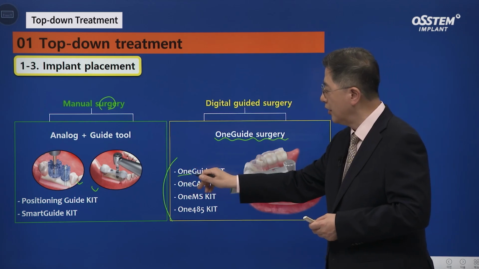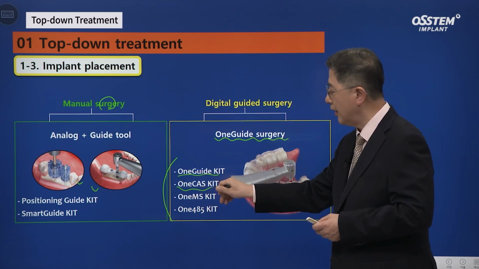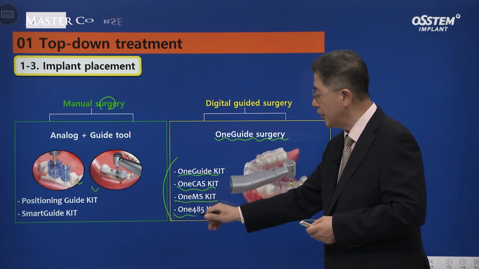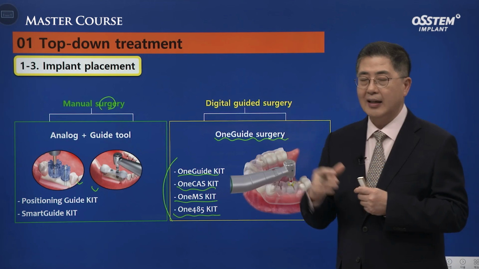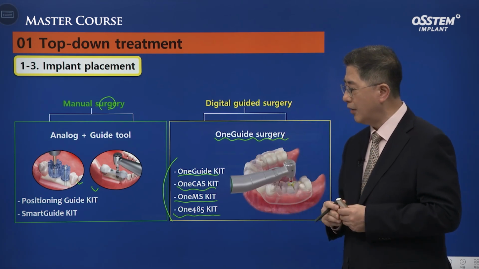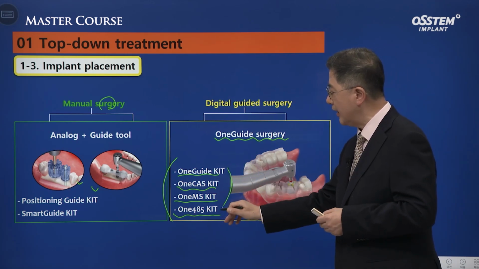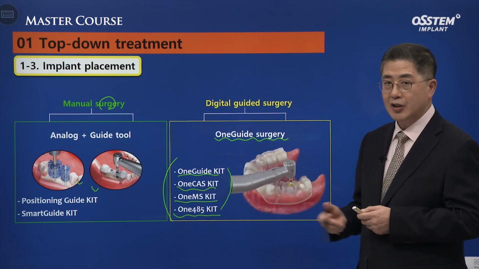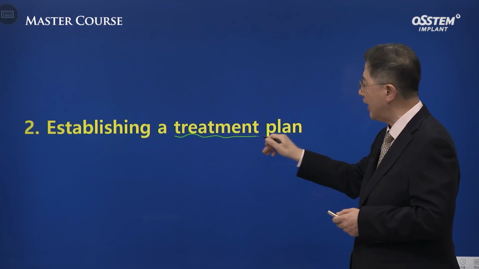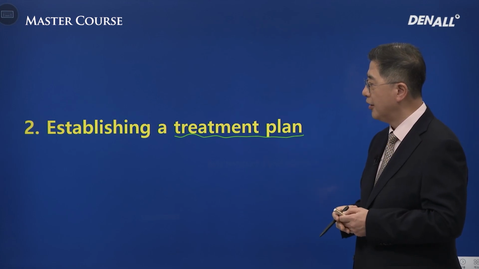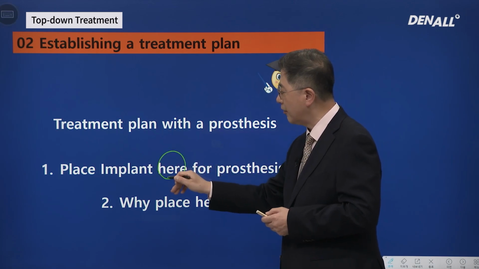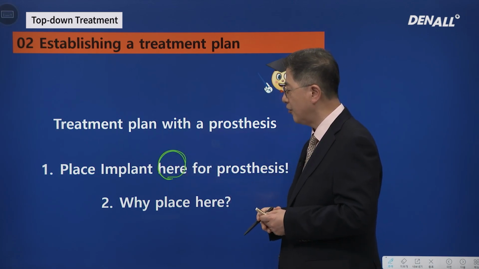One guide, which is the basic, and one CAS for sinus surgery, one MS for lower anteriors, if the inferior alveolar nerve canal is closed, or because of sinus, if the use of short implant is necessary, you can use 1485 kit and place implant in accurate positions. Let's look at treatment plan once again. Then where should we place the implant? I want to discuss where to place the implant for prosthesis and why it should be placed there.